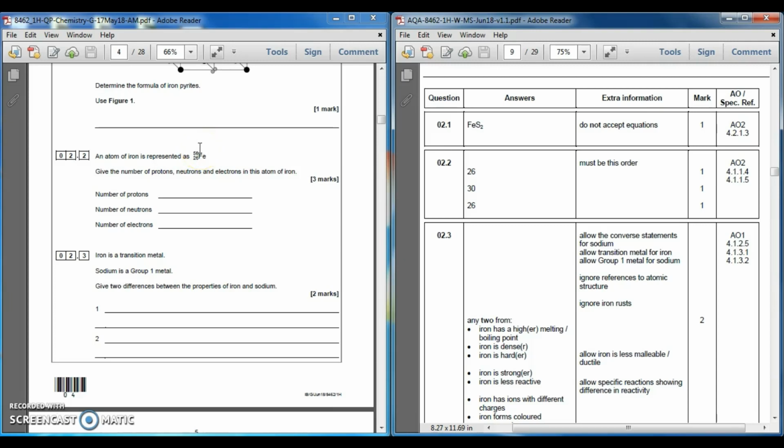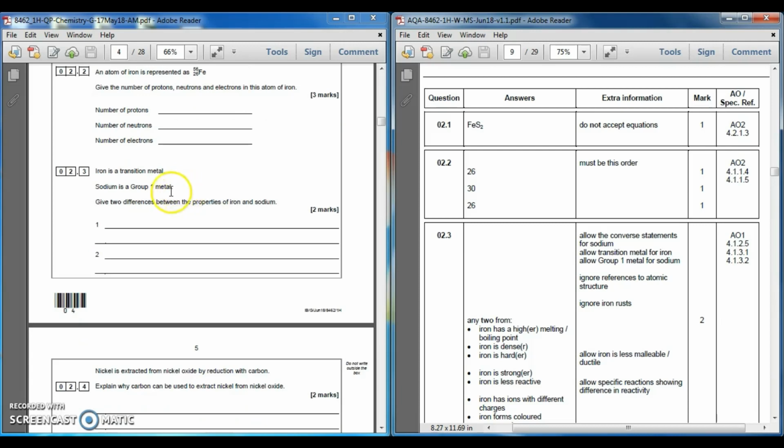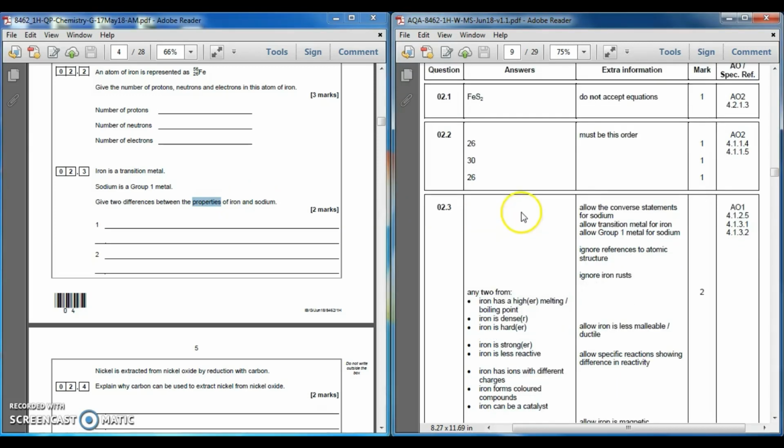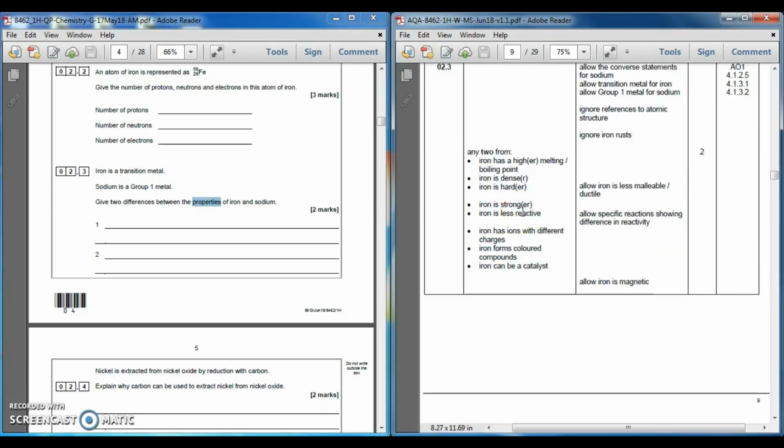Moving on to question 2.3. It says here, differences between iron and sodium, and it's making it clear one is a transition metal, one is in group 1, and we want to know about the properties. So the first thing that people were getting wrong here, we weren't talking about properties. So if you were talking about electrons, orbitals, energy levels and things like that, that's where you went wrong. Properties are things that are features of the material overall. So we're talking about things like melting points, boiling points, density, strength, coloured compounds, catalysts and things like that, malleable, ductile, sonorous. Now, some of those apply to all metals and some of them apply just to specific groups.